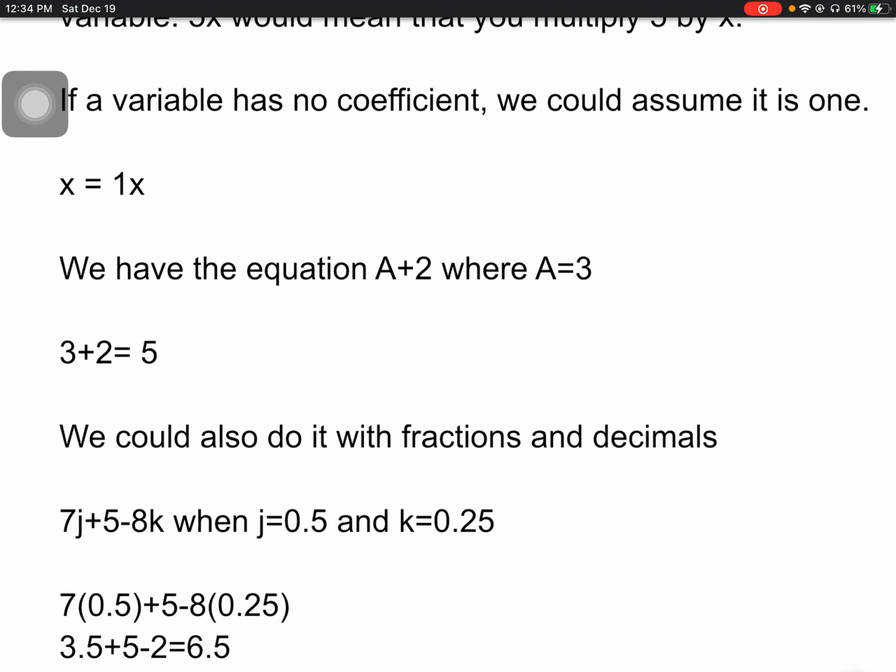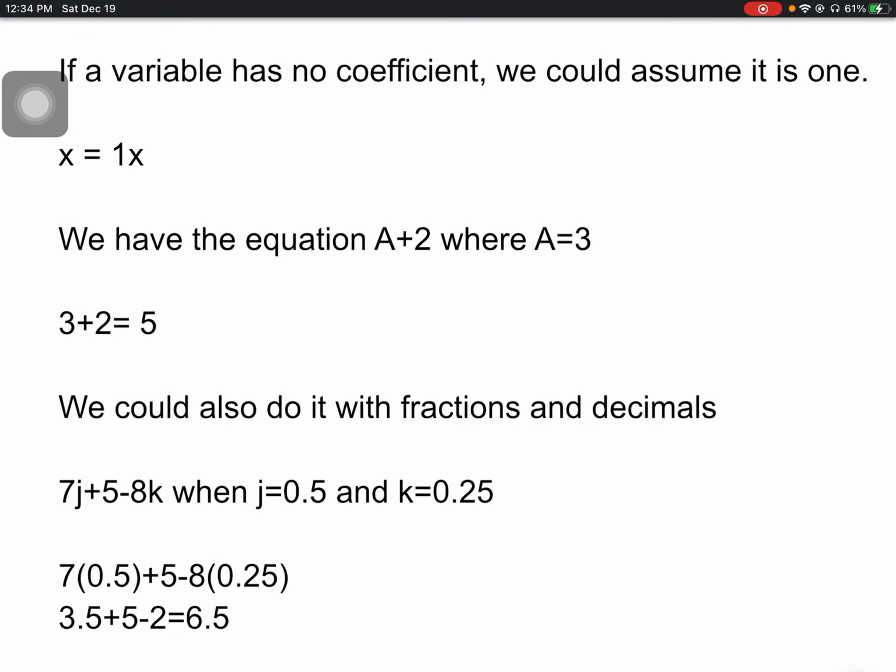We have the expression a plus 2 where a equals 3. We can plug in 3 for a, which is 3 plus 2, and which we also know is 5. We can also use fractions and decimals for variable values.